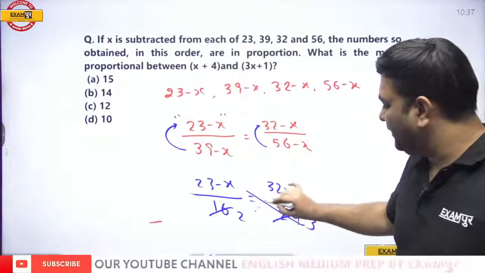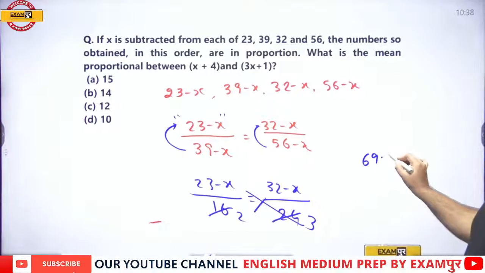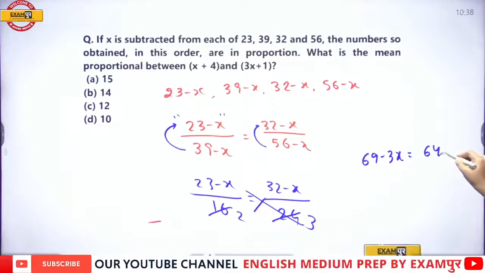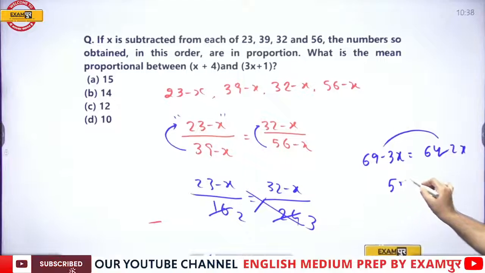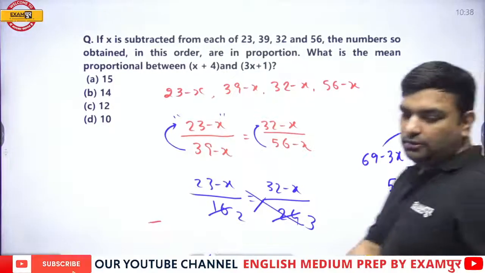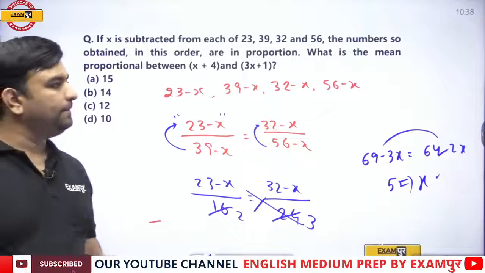So cross multiply. 69 minus 3x should be equal to 64 minus 2x. 5 is equal to 3x minus 2x, x. The value of x is coming out to be 5.